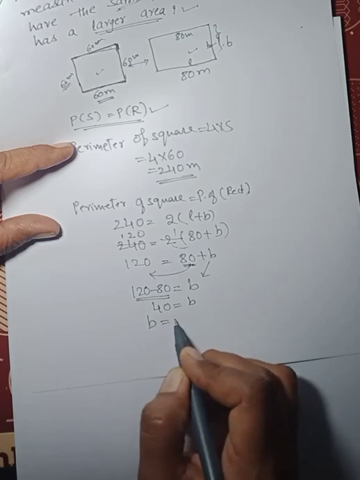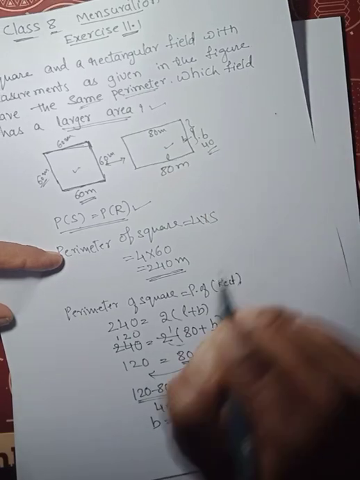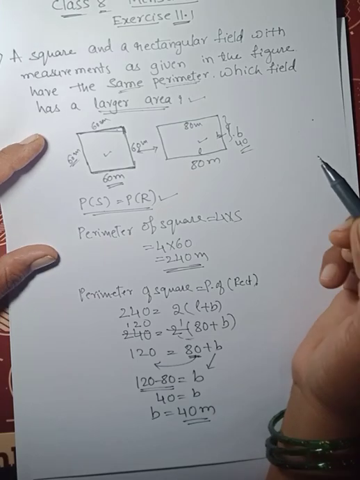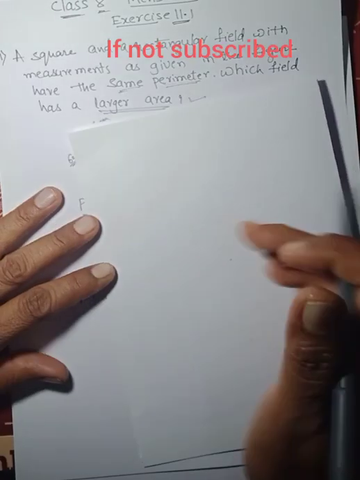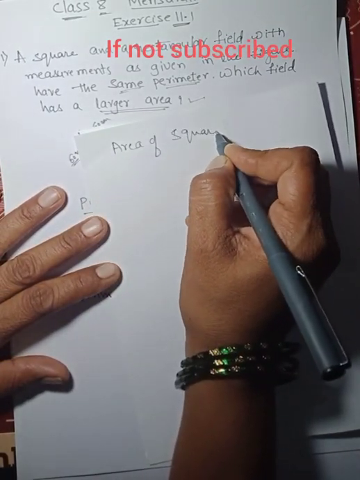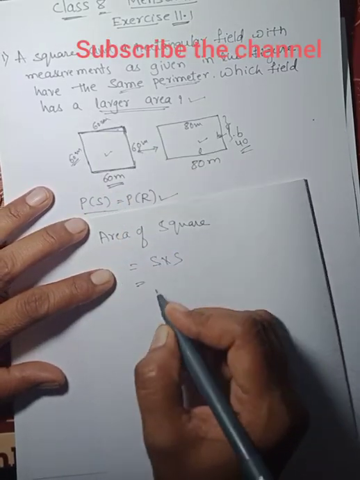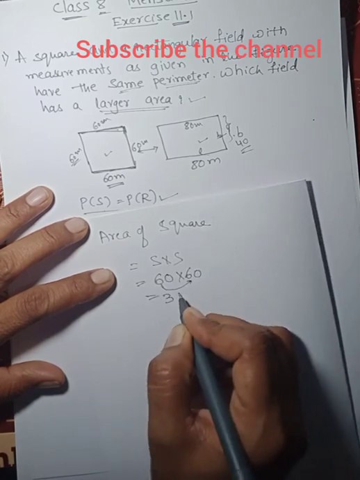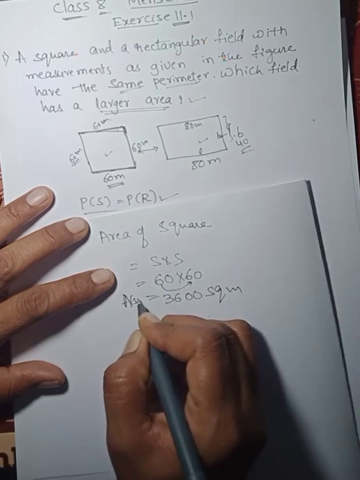What is B? B we can write as 40 meter. So now you have got this breadth. Very simple it is? Once you know the breadth and the length, you can find its area. Now what I am doing here, I am finding area of both the rectangle and the square. First of all, area of square is equal to side into side. What is the measure of the square? It is 60 into 60, which is equal to, very simple, 6 6 are 36, 2 zeros. It is square meter. This is area of square.